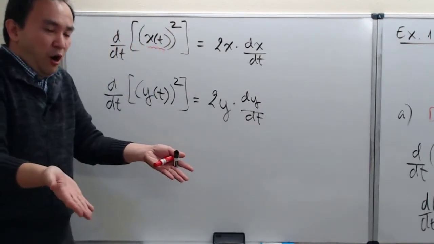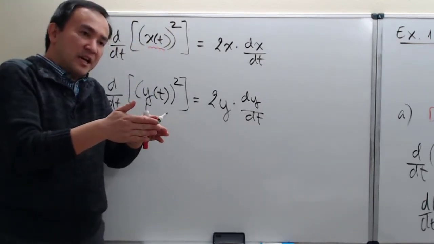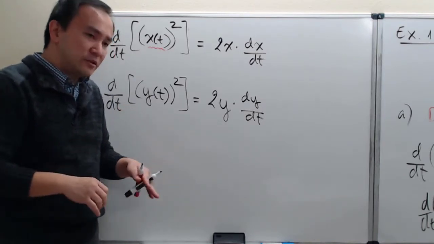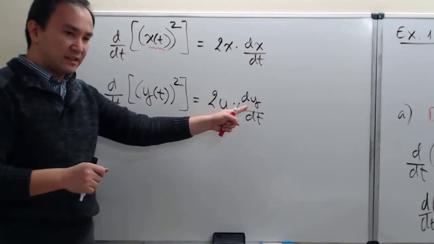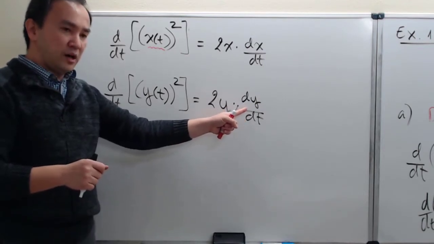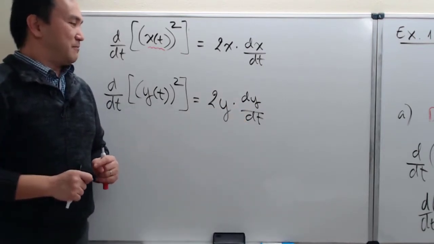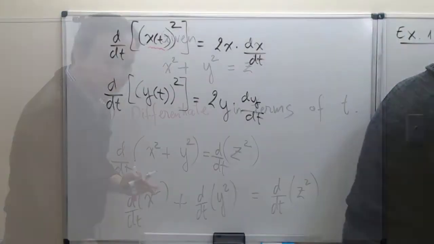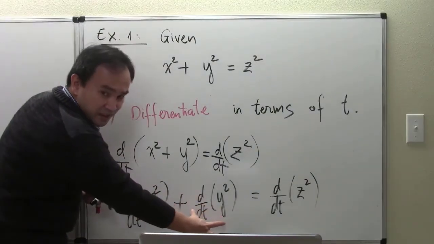But sadly, we only know that the inside is an implicit function of t, with no clue of how to solve for that in terms of t. So I'm leaving that as the implicit derivative dy dt. Okay, and so now that takes care of our term here in the previous step.